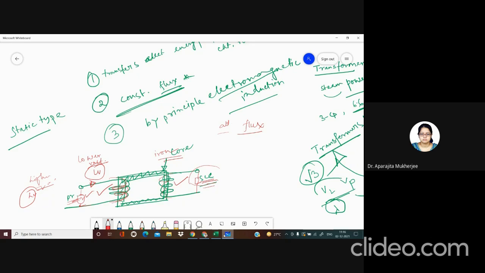So the induced EMF in the primary winding also sometimes limits the primary current, in the same way that the back EMF in a DC motor limits the armature current. So this is all about the transformer.